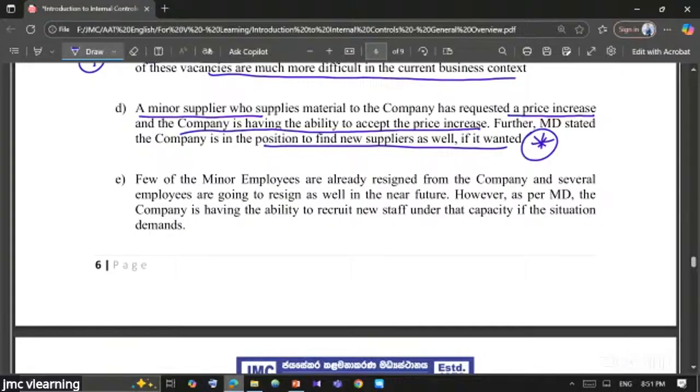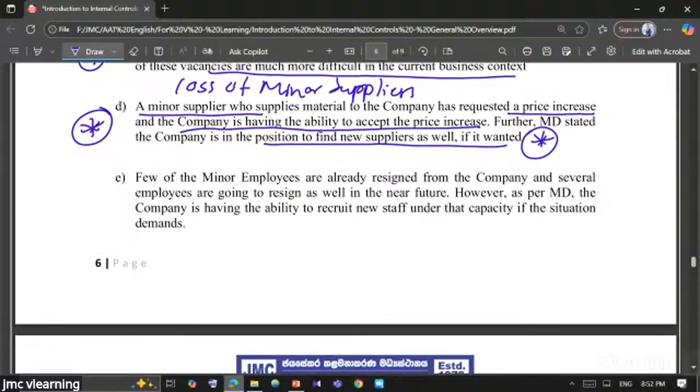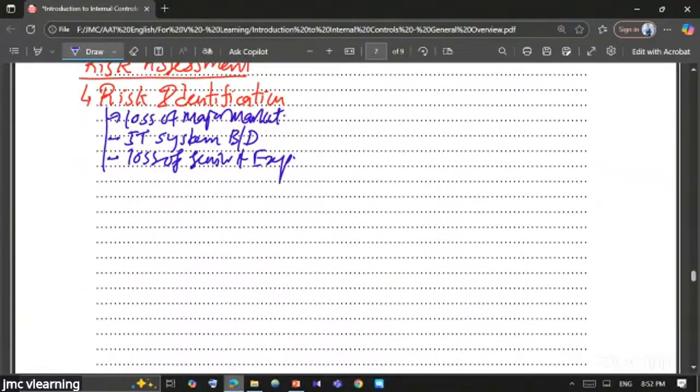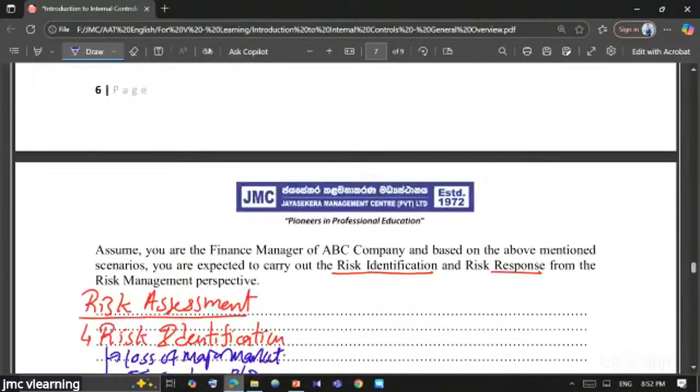Okay, so what is the risk which you are seeing here? Loss of minor suppliers. Loss of minor suppliers, right? So we'll take down that under risk identification. Loss of minor suppliers. Right, so we'll go to the final scenario.